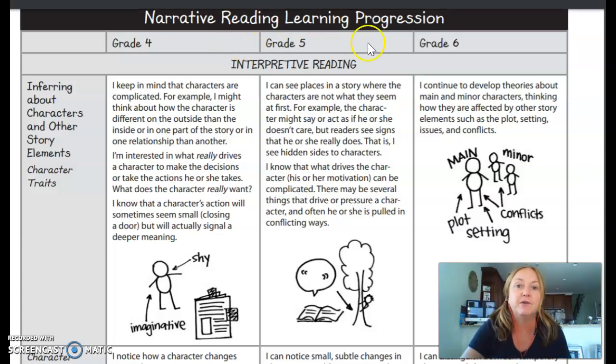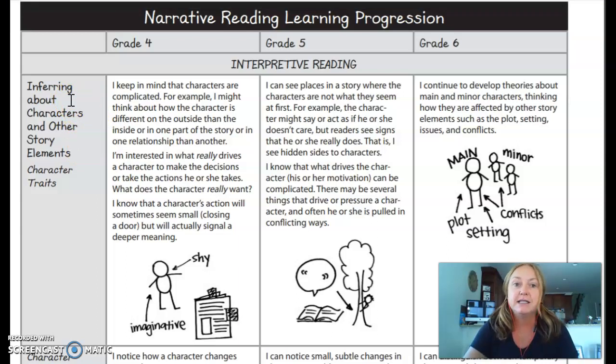Now you'll see there's grade 4, 5, and 6. We're going to start in grade 5. And this section is inferring about characters and other story elements. Remember, inferring is when we're looking for evidence to help us figure out a character's motivation. So they're character traits. And I'm going to read this to you. It says, I can see places in a story where the characters are not what they seem at first. For example, the character might say or act as if he or she doesn't care, but readers see signs that he or she really does. That is, I see hidden sides to characters.